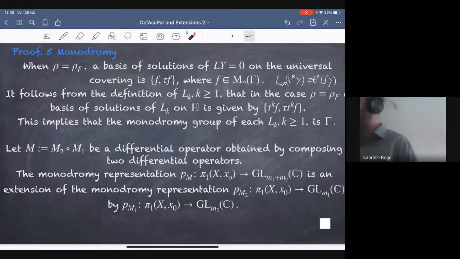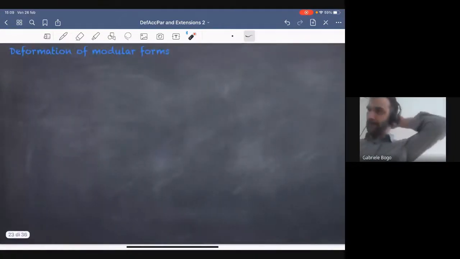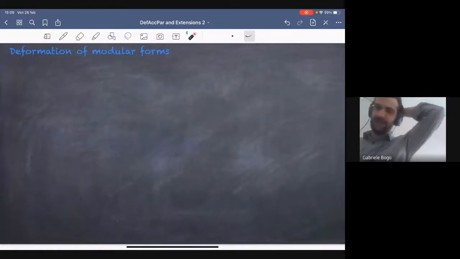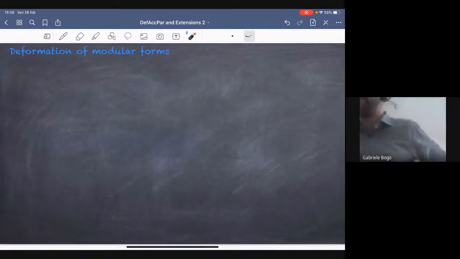And this precisely means that the monodromy group is again the same as before, this gamma. And then when you compose together differential operators, the monodromy will always be extensions of the single monodromy representations. And so in this case, it will be an extension of this representation pi to gamma. Okay, this is the first step in understanding the derivation with respect to the accessory parameters, and then we lift everything to the upper half plane.